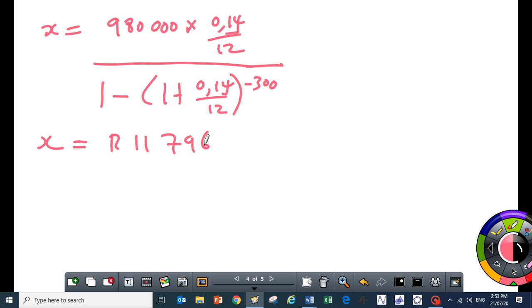11,796.86. Right. So you pay 11,796 rand and 86 cents per month. So you're going to pay that for 300 months. Yeah, you pay that 300 times, for 25 years. That is 3 million.